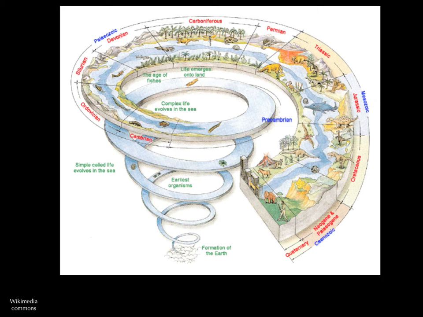Okay, and then here is life through time. So we have formation of the Earth, and then single-celled life, right? And then we have complex life evolving. And then we have the various time periods. You've heard about the Cretaceous, Jurassic, Triassic, dinosaurs. We'll cover those. Also, lots of previous periods too, and later ones.